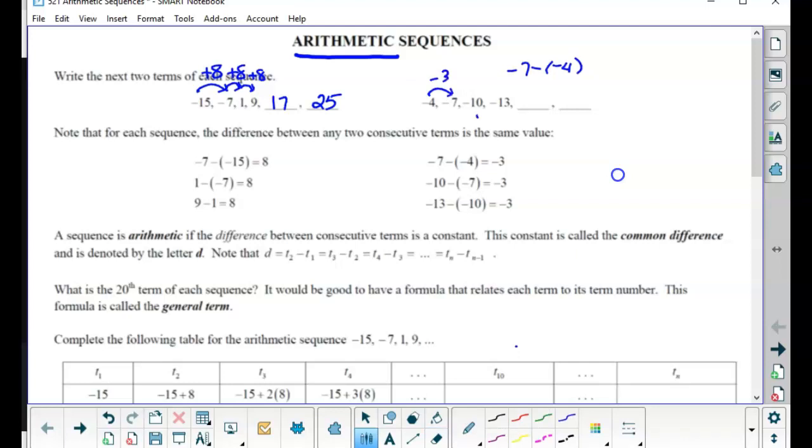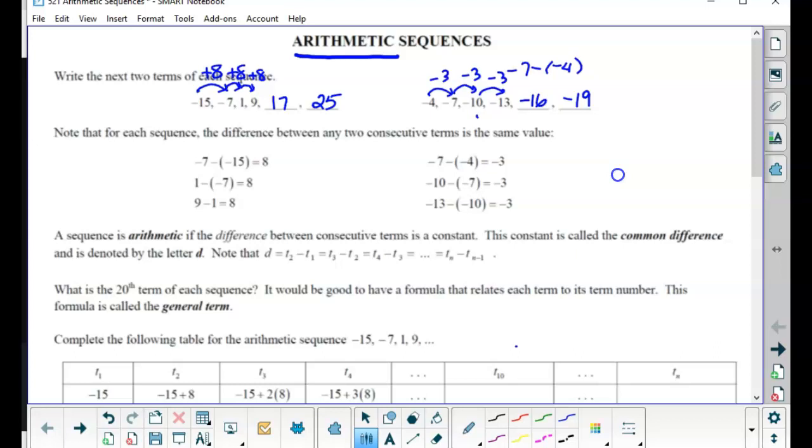So then negative 10 minus negative 7 is like subtracting 3. This is like subtracting 3. So we keep subtracting 3. So that's negative 16, negative 19. Subtracting 3 is like adding a negative 3. Okay, and that's what we're going to end up doing for our general equations for these.